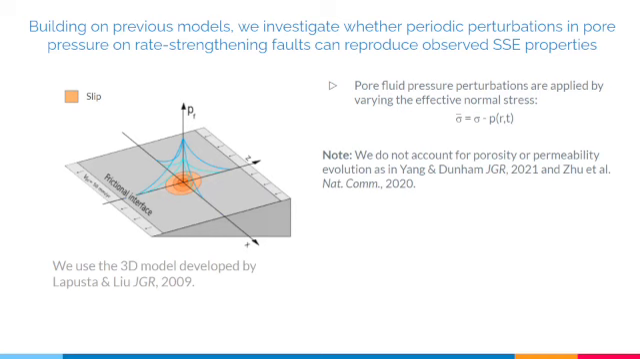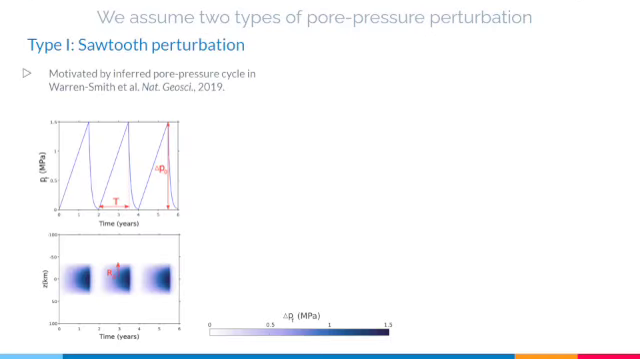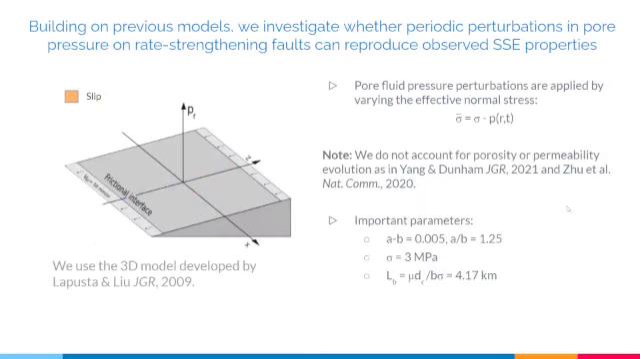Here I show some of the important parameters of the simulations that I will present. So we focus exclusively on rate strengthening faults. We assume a background effective stress of 3 megapascals, which is relatively low, but it's due to computational costs. And the size of the characteristic process zone is set to be 4 kilometers.